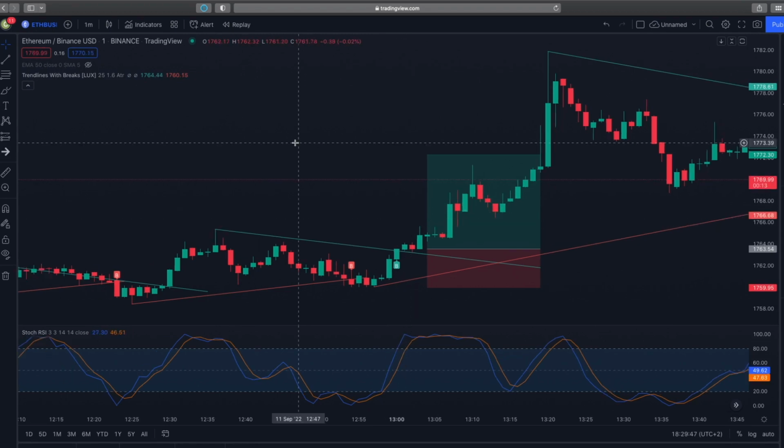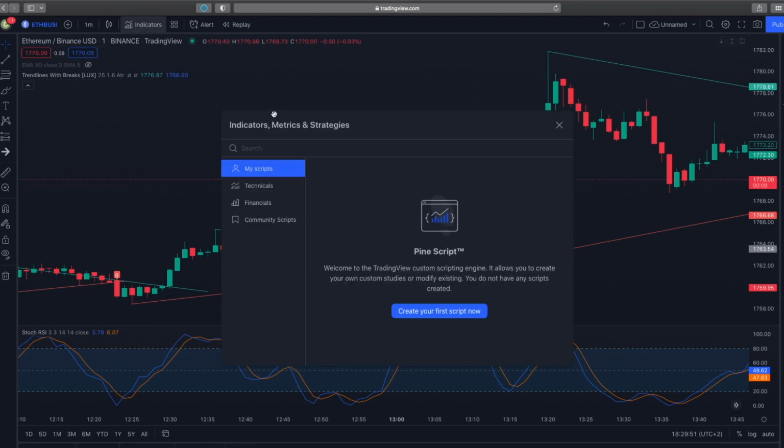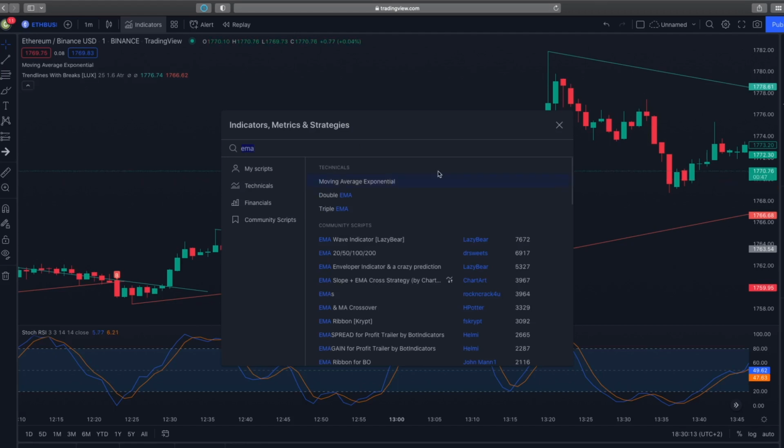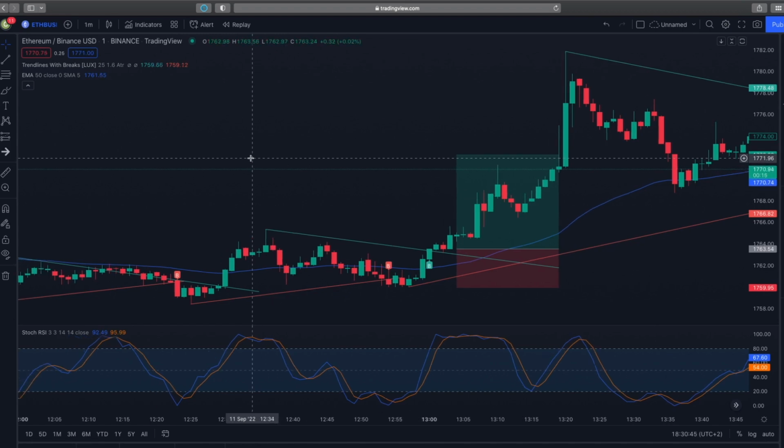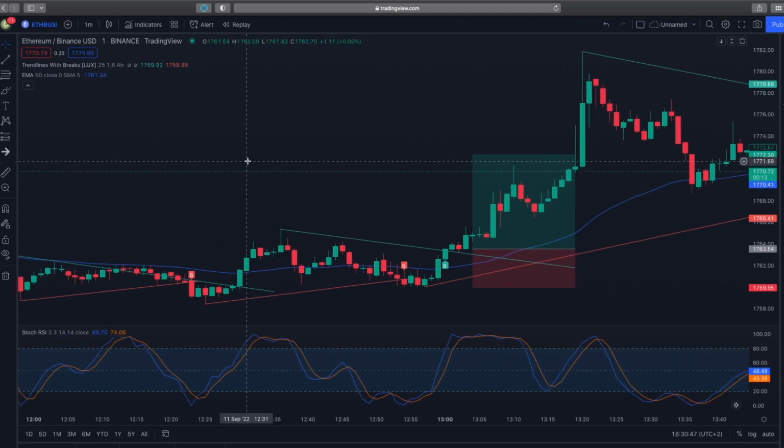Okay, first let's set up some indicators that we're going to need for this strategy. So let's go to indicators tab right here. First let's add EMA. Then go to EMA settings, change the length to 50. And we will be using EMA to verify the signals that the indicator will be throwing at us.